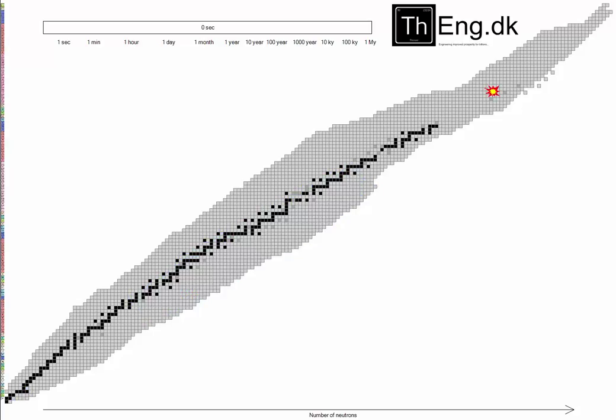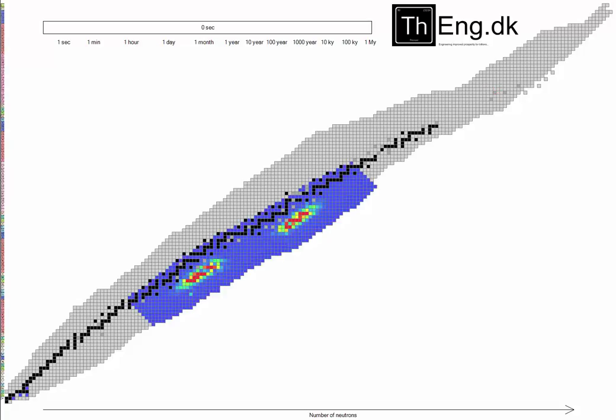And there you can see the uranium is up in the top right corner, and when it fissions, it creates a lot of energy. And then it creates this distribution of fission products. We have the two well-known humps of fission products. Red means there's a lot of it, blue means that there's very little of it.